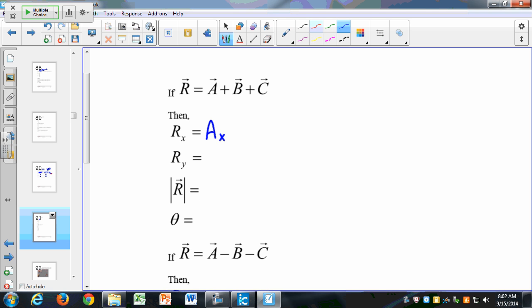And then I just want to add up those x and y components to find Rx and Ry. Remember, Rx is Ax plus Bx plus Cx. Ry is Ay plus By plus Cy. And then I'll leave you to use the Pythagorean theorem to find the magnitude and direction. So y'all go and do that.